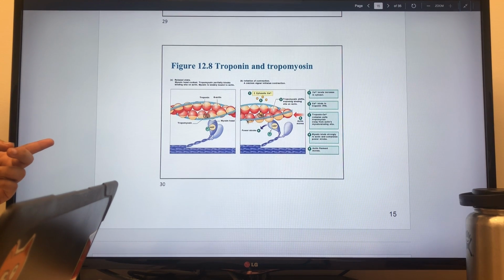And then you have another ATP bind that'll remove the myosin head from this part, and that'll cause no more cross bridge, and it'll relax the muscle. Cool? Or the myofibril in general.